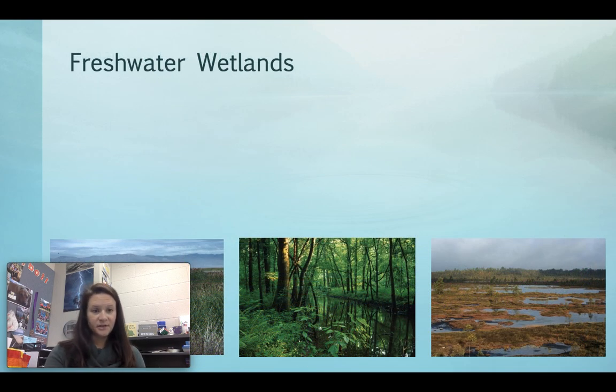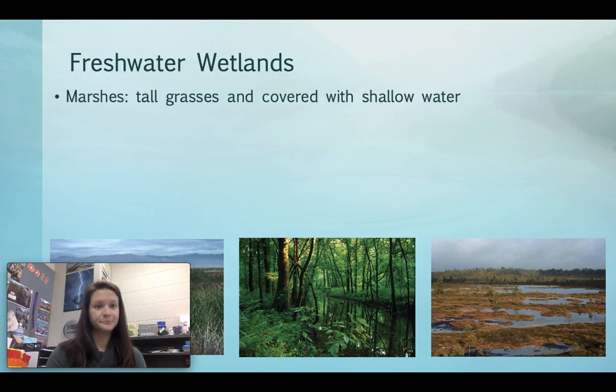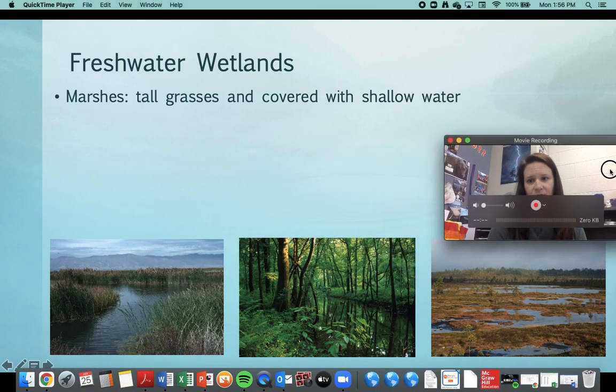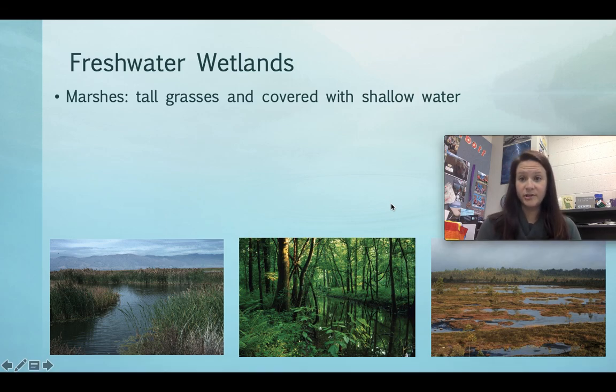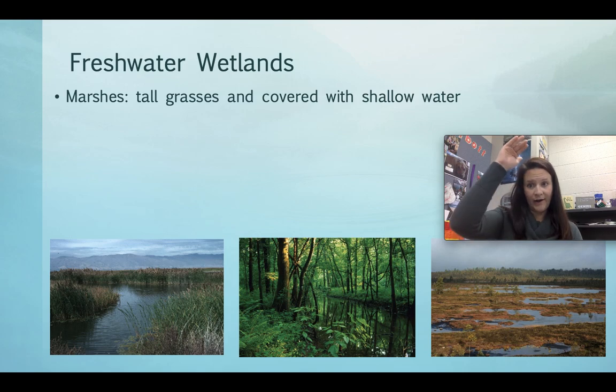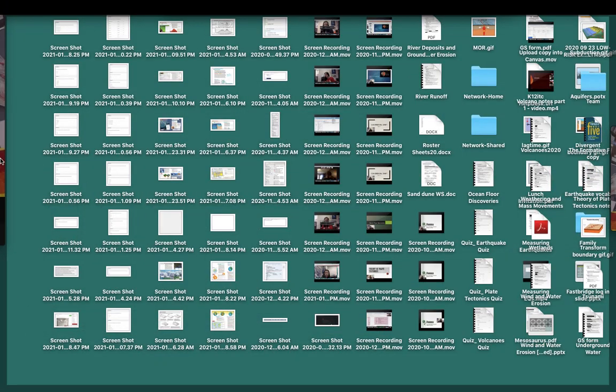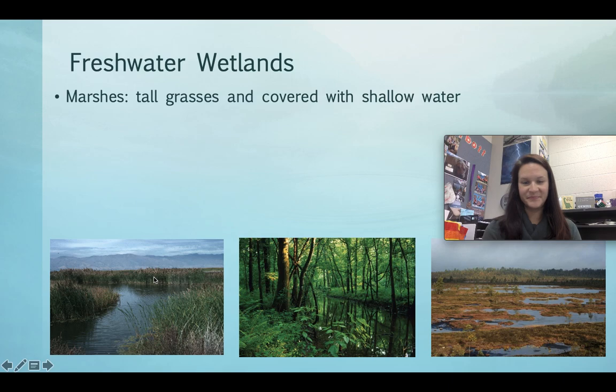Okay, so let's first talk about freshwater wetlands. These are going to be primarily all freshwater, with a very, very little amount of salt in the water. There are three different types of wetlands that we're going to talk about. Let me move myself so you can see what I'm talking about. Okay. The marshes. Marshes are going to have tall grass. It's very characteristic of them, and have water in between those patches of tall grasses. And it will be covered with a shallow amount of water. So this is a picture of the marshes.